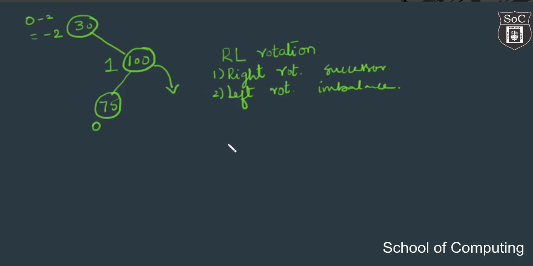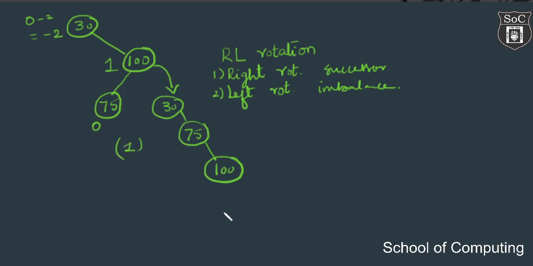When I do a right rotation on 100, what will happen? 100 will become the right child. 75 will come here and 30 will be as is. So this is the output of step 1.